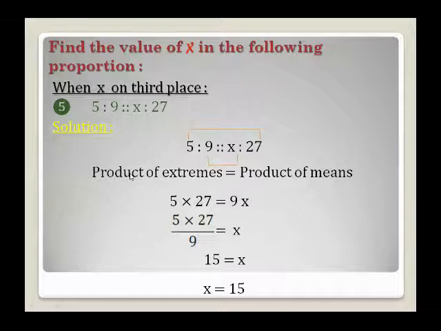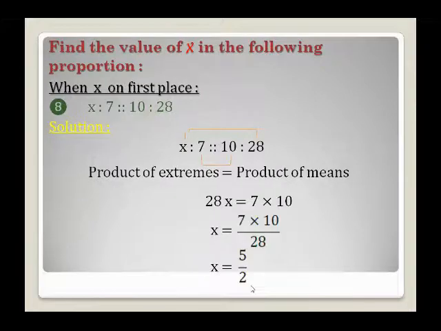We write the same formula, which is product of extremes is equal to product of means. Now the product of extremes is 5 multiplied by 27 is equal to the product of means 9 multiplied by x, which we directly write as 9x. Now 9 is multiplied by the x, so we divide on the other side and we write 5 multiplied by 27 divided by 9 is equal to x. Now after simplification we get 15. So 15 is equal to x, or we also write that x is equal to 15. This is the final answer and the value of x is 15.